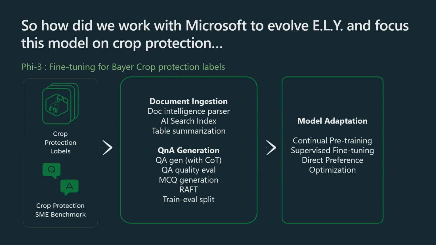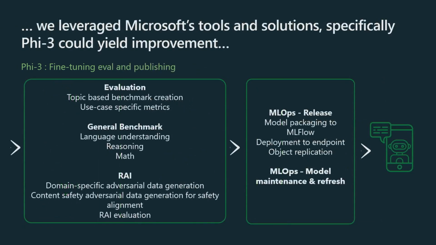All right. So Bayer contributed domain expertise to crop protection labels. We've developed real-world prompt templates, so things people actually ask in the field about crop protection labels, as well as training sets, so something separate, right? We implemented a document ingestion process utilizing a document intelligence parser, an AI search index, and table summarization. Quality assurance was ensured through a proprietary question and answer pair set developed from our company experts, where they give us the right answers that the model should have. And then model adaptation was achieved through continual pre-training, supervised fine-tuning, and direct preference optimization.